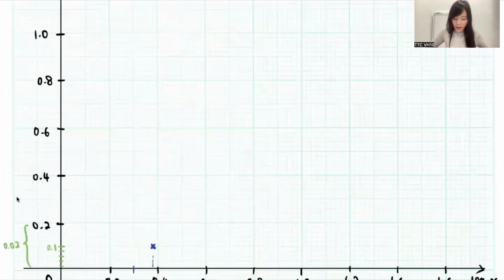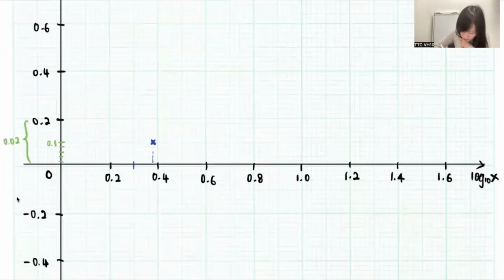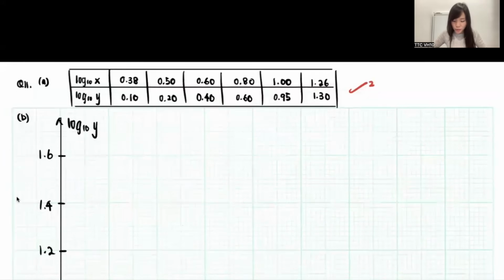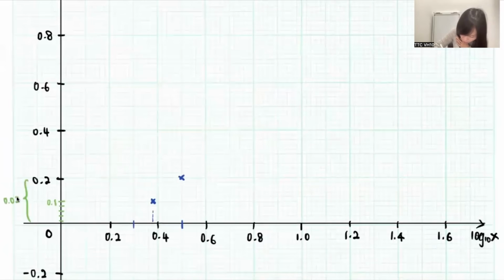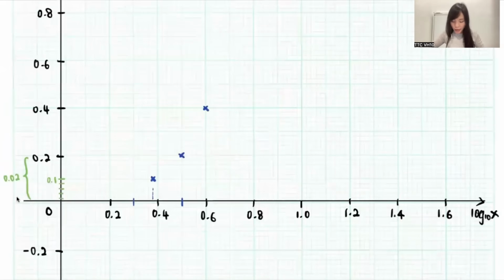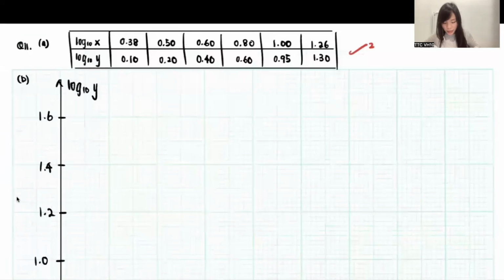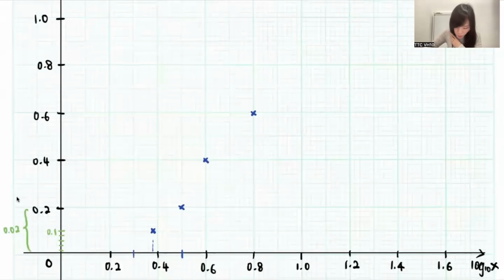Next one, 0.5, 0.2. So 0.5 is in the middle here. 0.2 is the height here. The blue color one, the one I try to label with the dash, no need to put one, okay? I just try to tell you where it is. I scared you guys don't know how to draw. And then the next one, 0.6, 0.4, quite an easy one. Draw a cross. And then next one, 0.8, 0.6, again a cross here. And then next one, 1.0, 0.95.